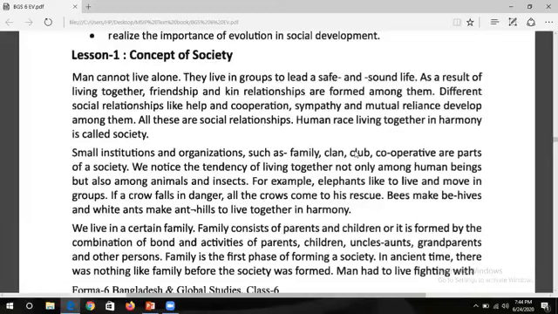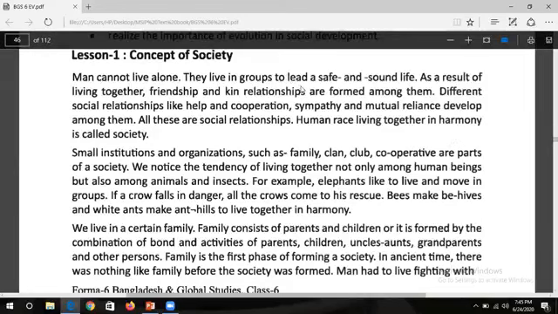Different social relationships like help and cooperation, sympathy, and mutual reliance develop among them. All these are social relationships. A human race living together in harmony is called society. Small institutions and organizations such as family, clan, club, and cooperative are parts of a society.